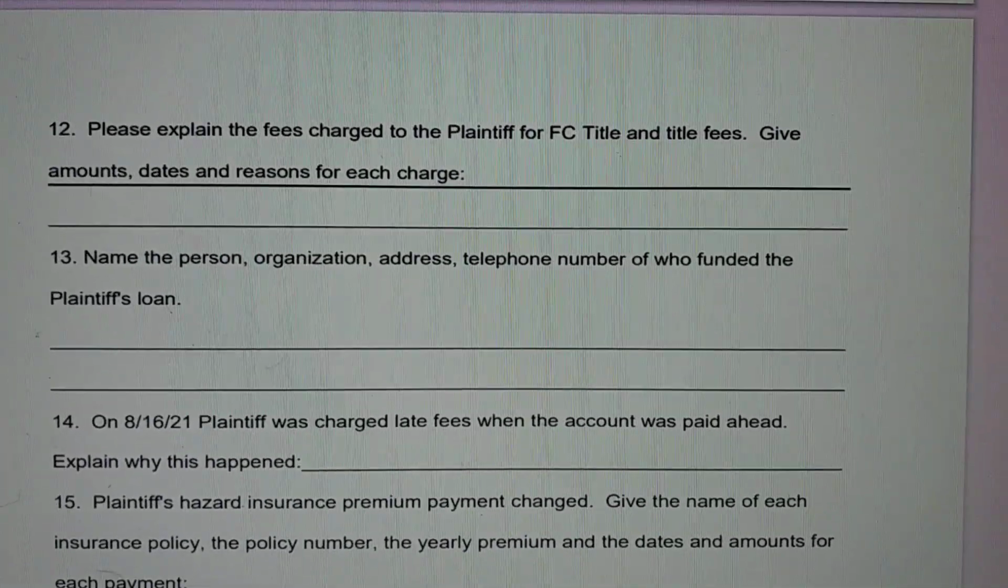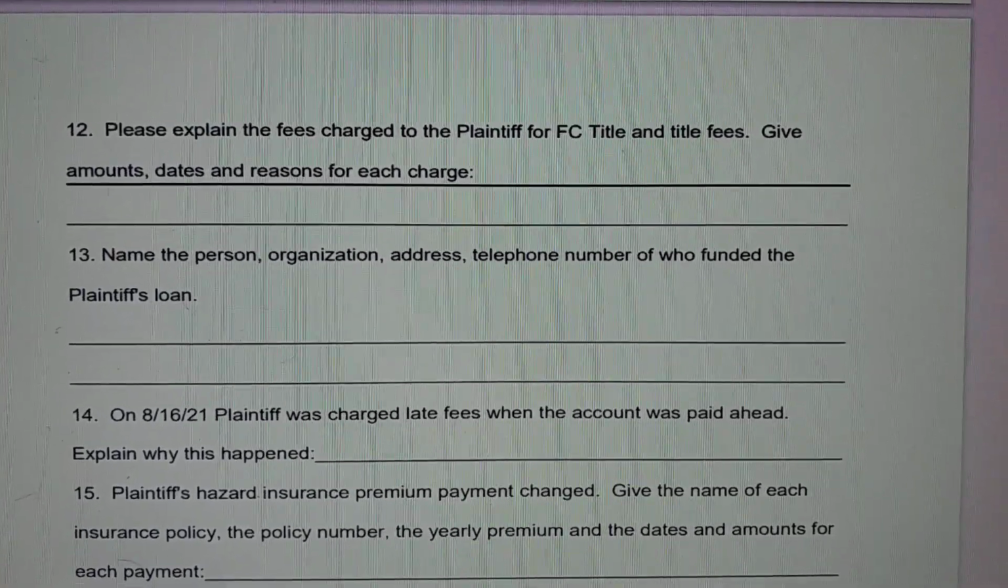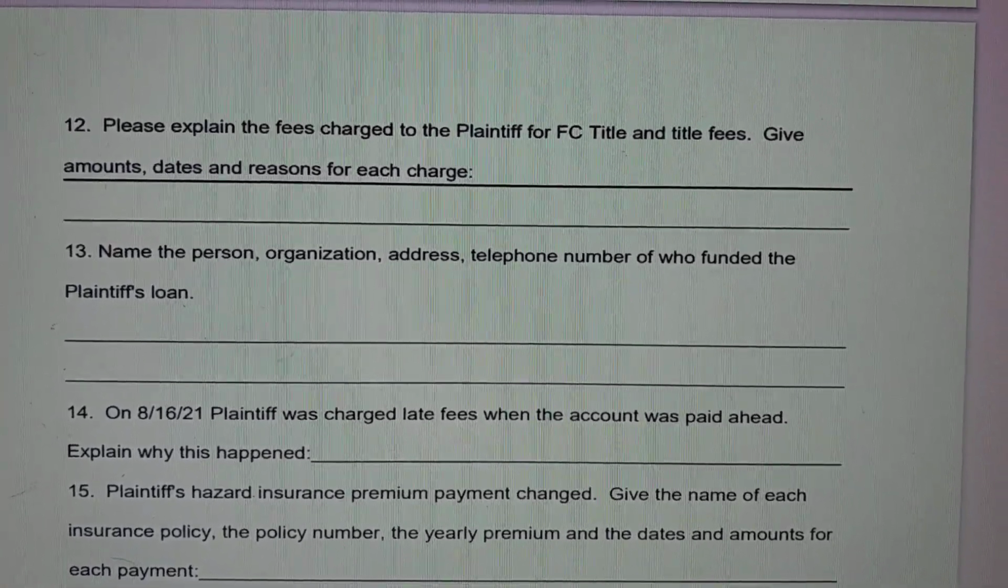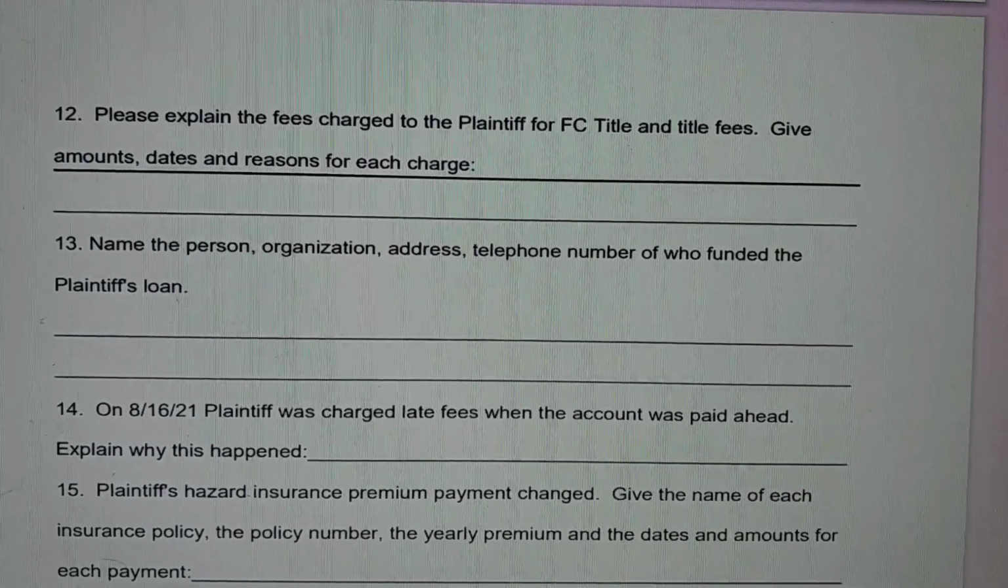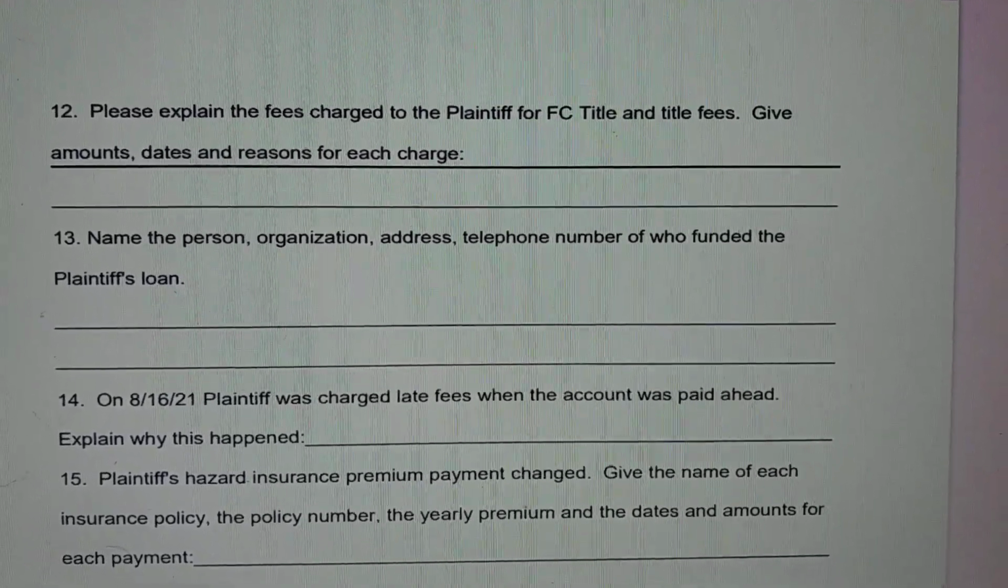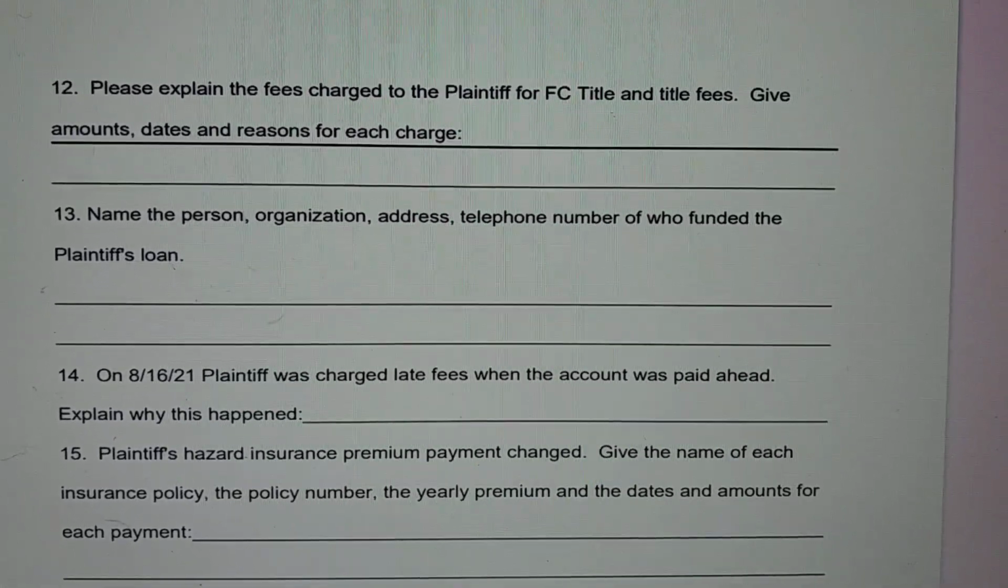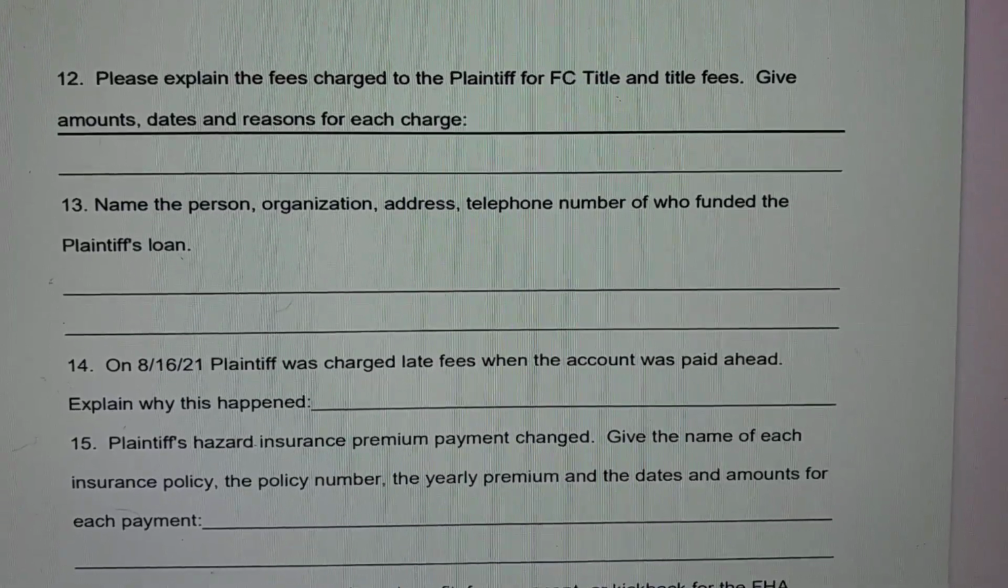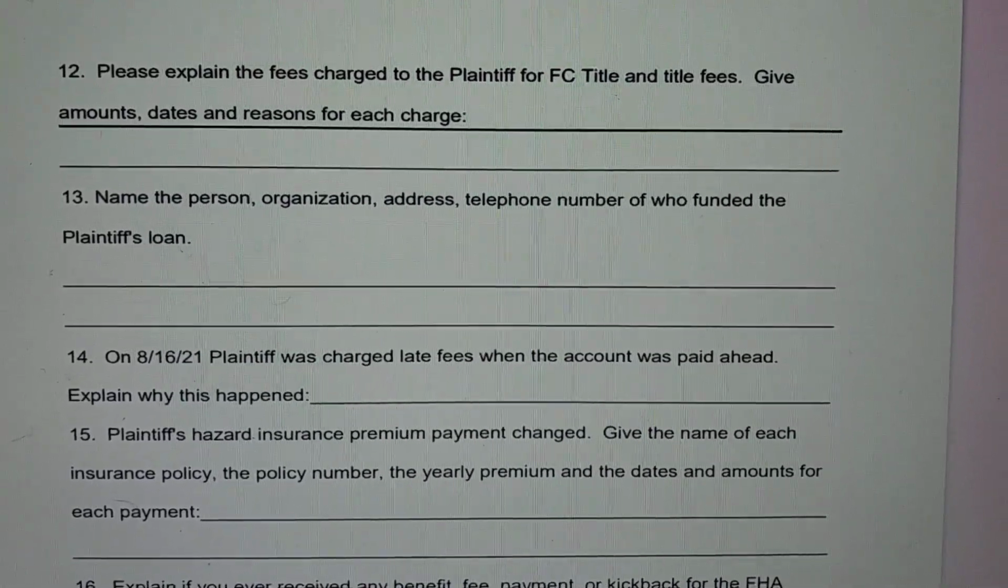Number 12, please explain the fees charged to the plaintiff for FC title and title fees. Give amounts, dates, and reasons for each charge. Number 13, name the person, organization, address, telephone number of who funded the plaintiff's loan.